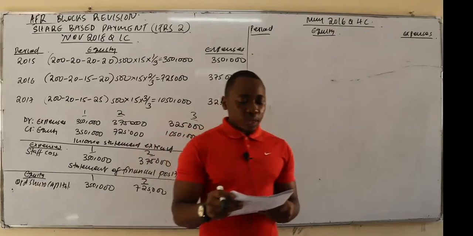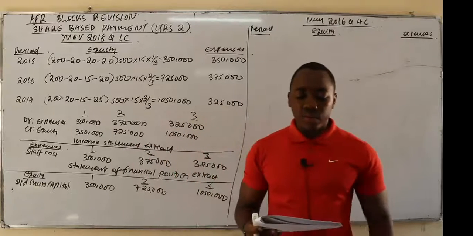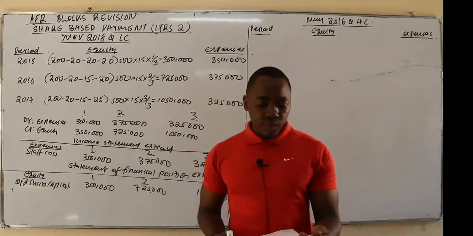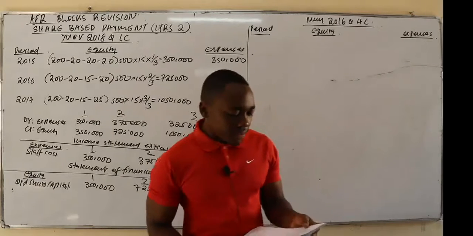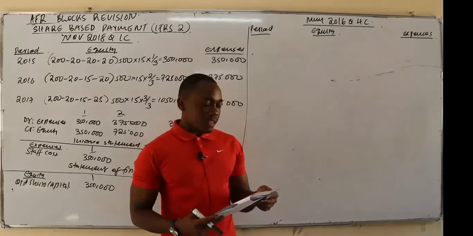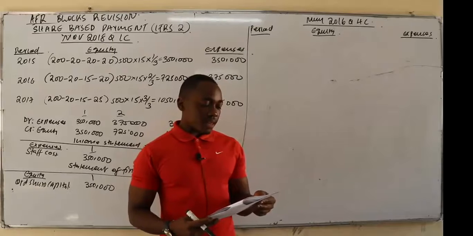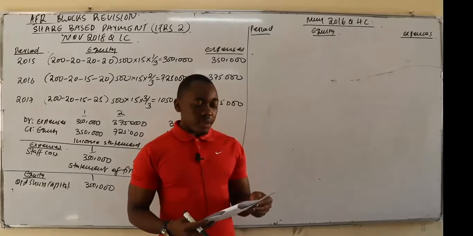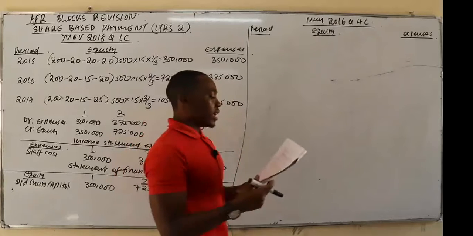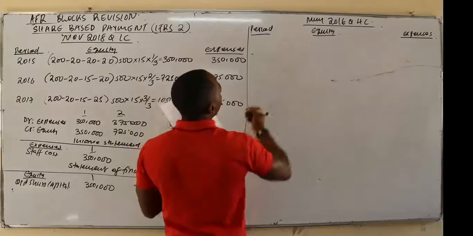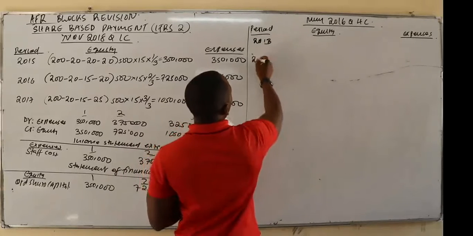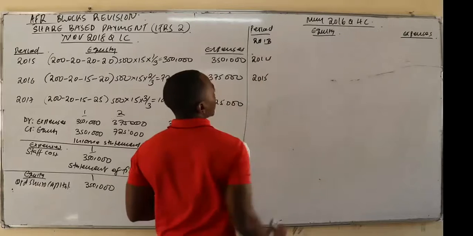So you are told that XYZ Limited issued share options to staff on 1st January 2013. The details relating to this share option are as follows. You have the number of staff and the number of options to each staff member, so therefore it's equity settled. Vesting period, 3 years. Fair value at the grant date per option is 30. Expected employee turnover per annum, 5%. So the grant date was 1st January 2013, and the vesting period is 3 years, so 2014, and it matures in 2015.